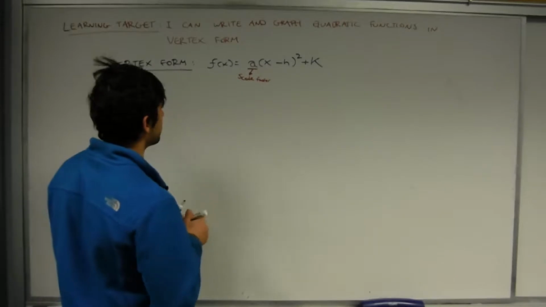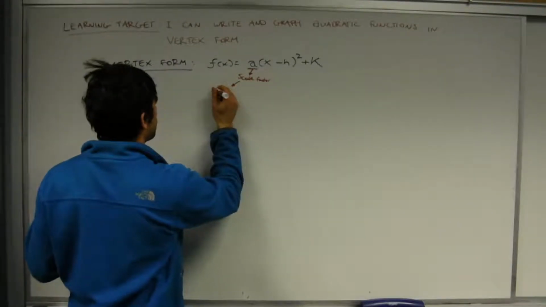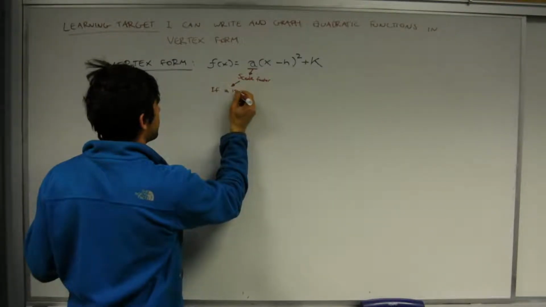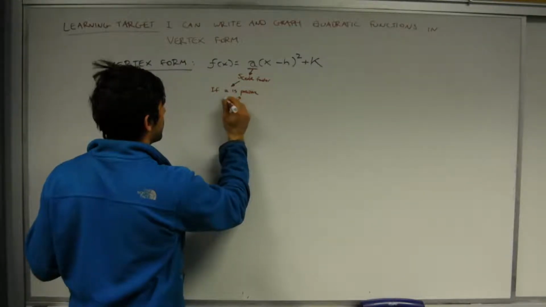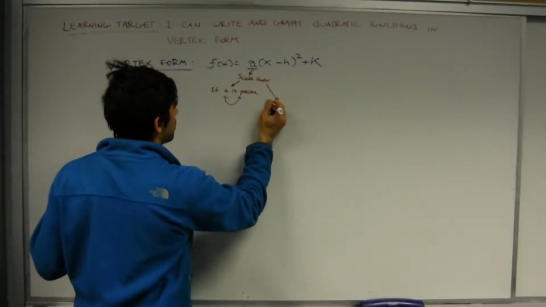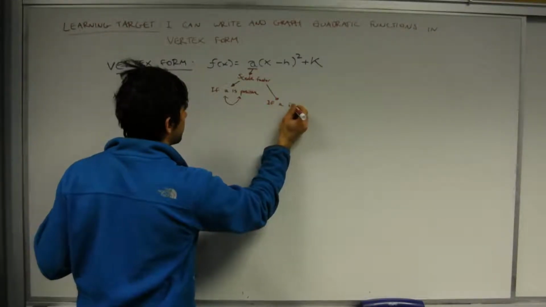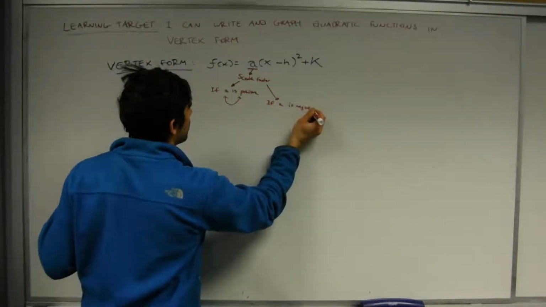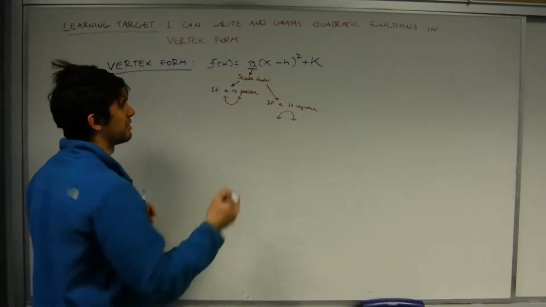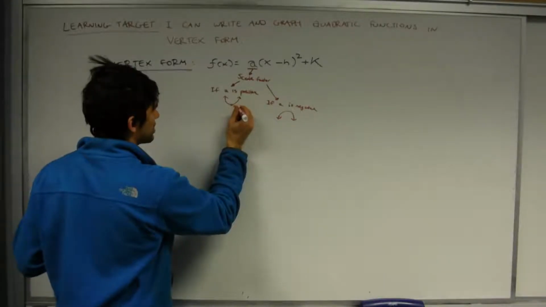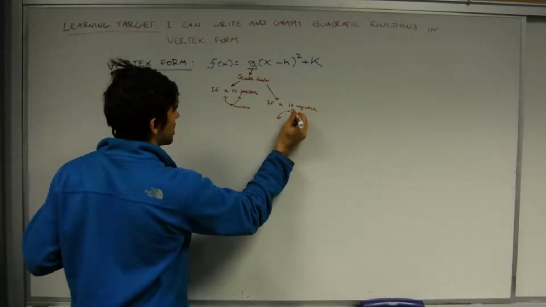If a is positive, our parabola will open up. If a is negative, our parabola will open down. And recall from last time that in the first case, our vertex is a minimum, and in the second case, our vertex is a maximum.